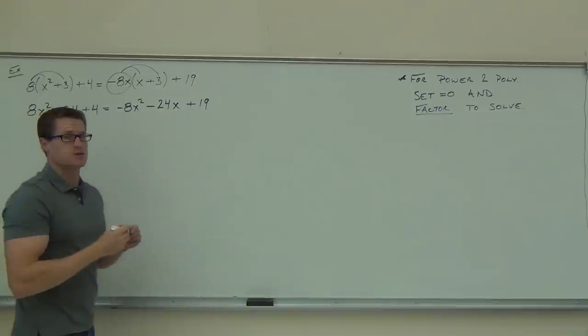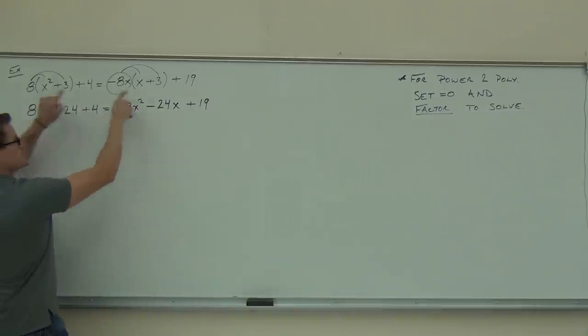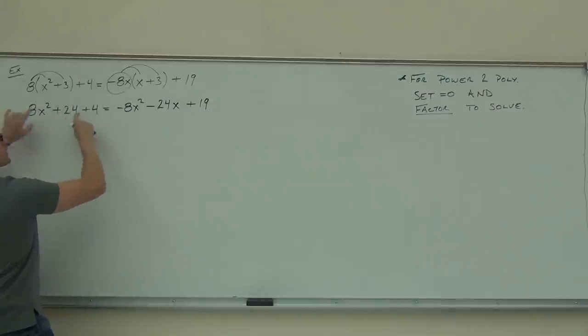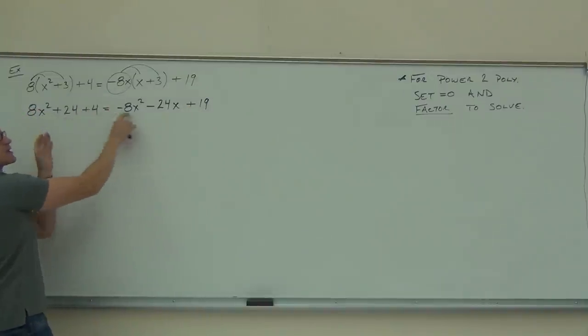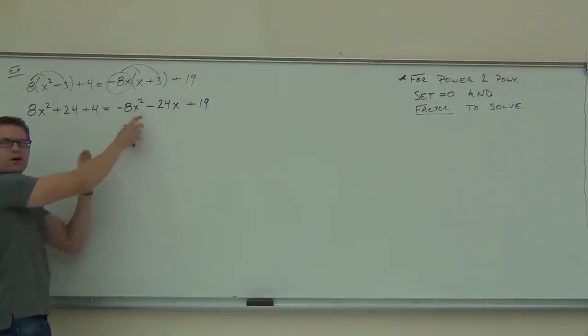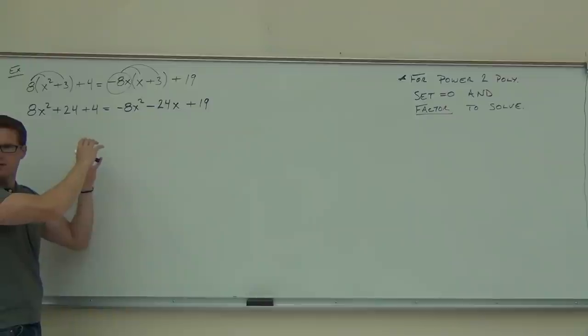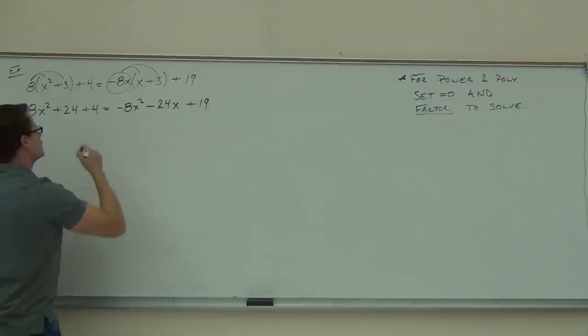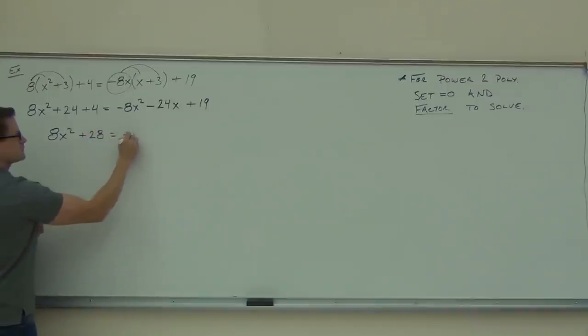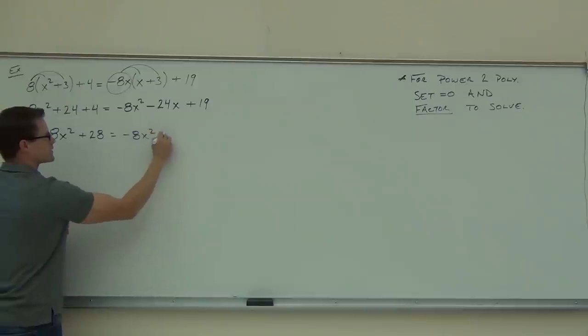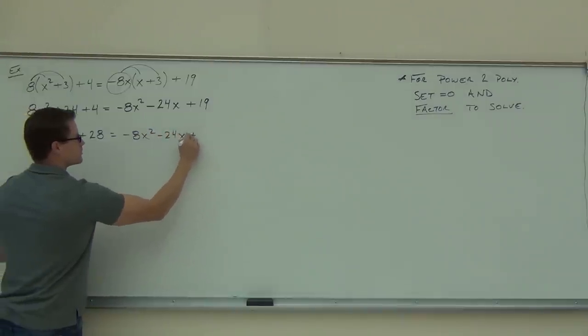Now, again, you do have options. You could move these to this side or these to this side. What we're going to do first is combine like terms and probably move these ones over here because of that negative 8x squared. We want to make that positive somehow. Are you with me on that? Did you do that? Yeah. Good, okay. So combining like terms here, we'll have our 8x squared plus 28 equals negative 8x squared minus 24x plus 19.